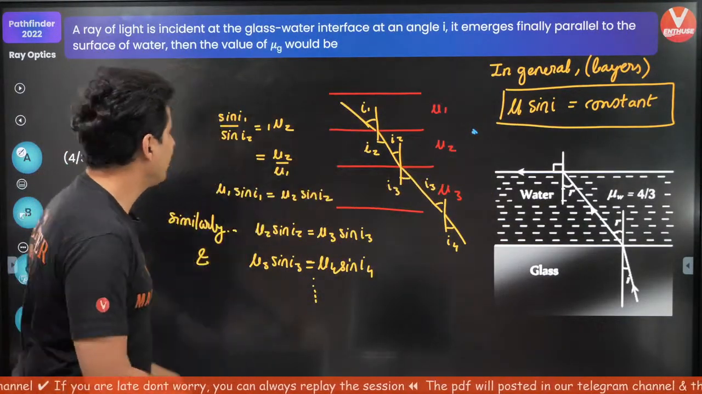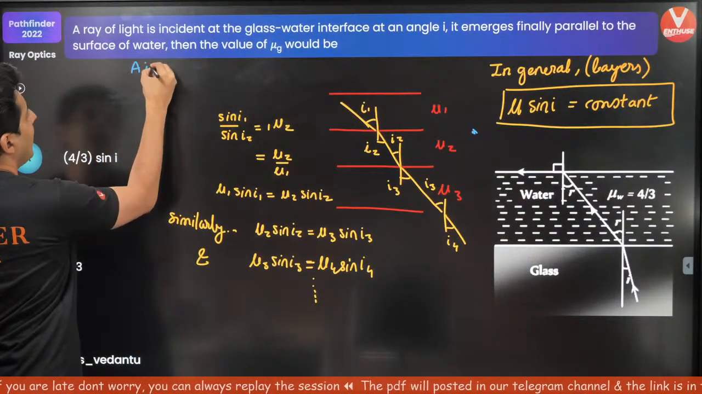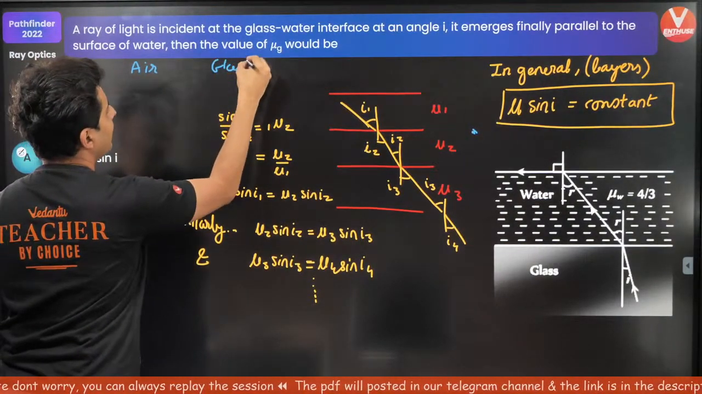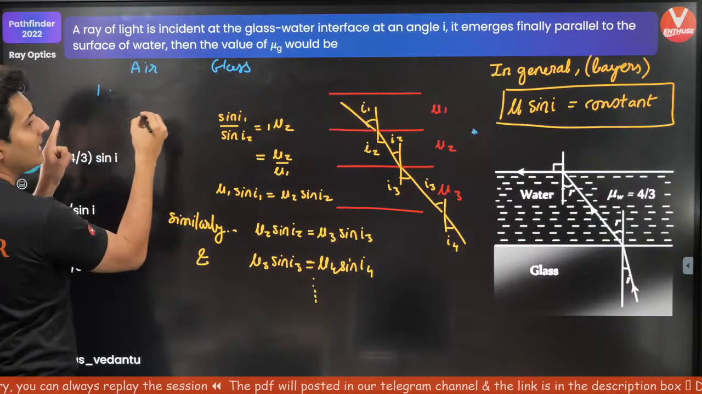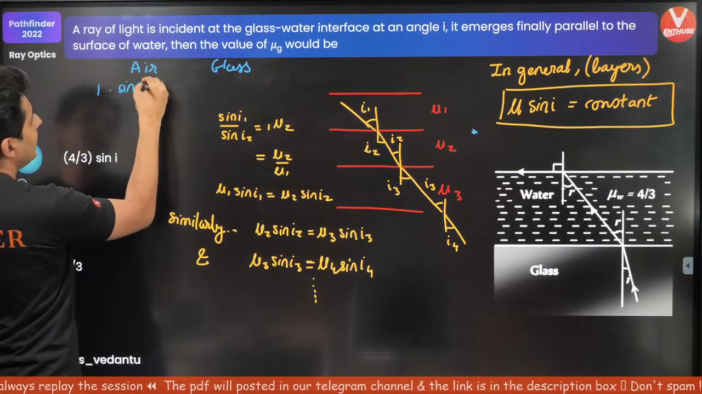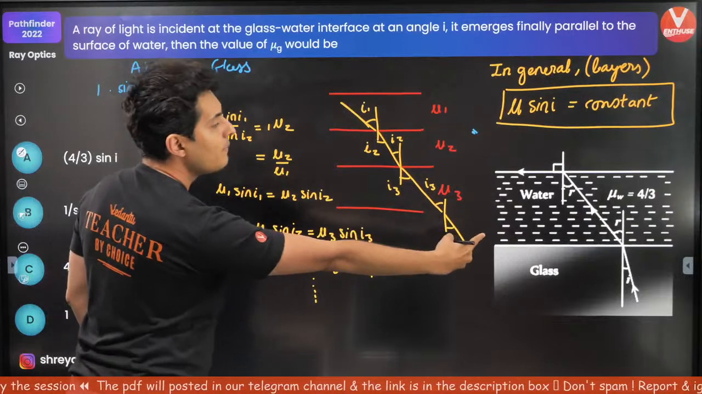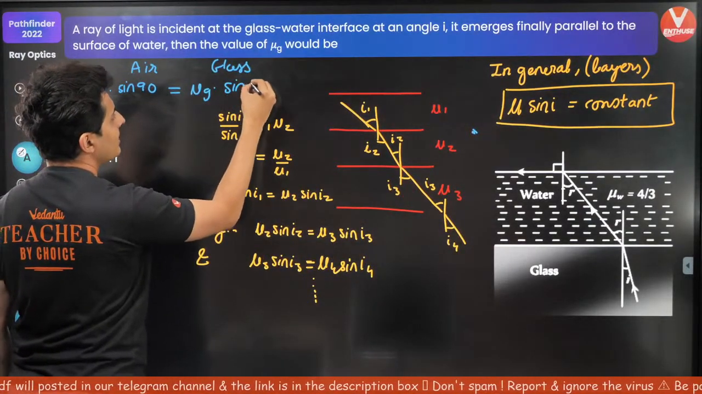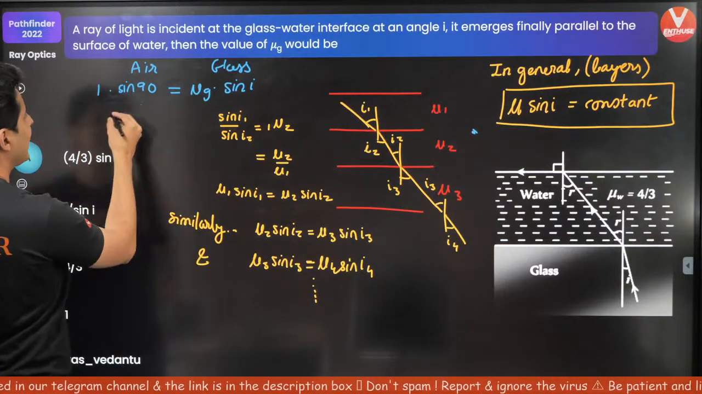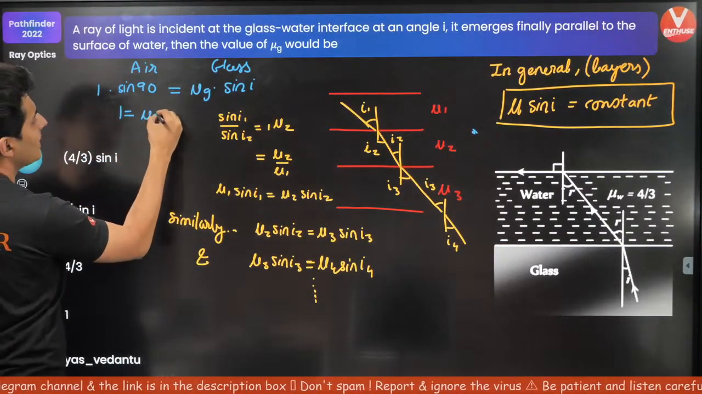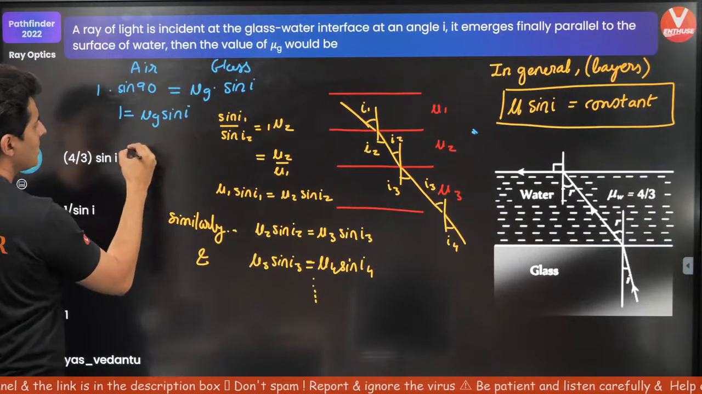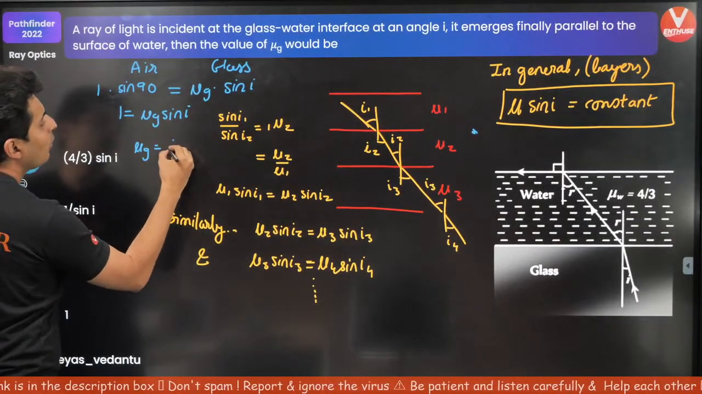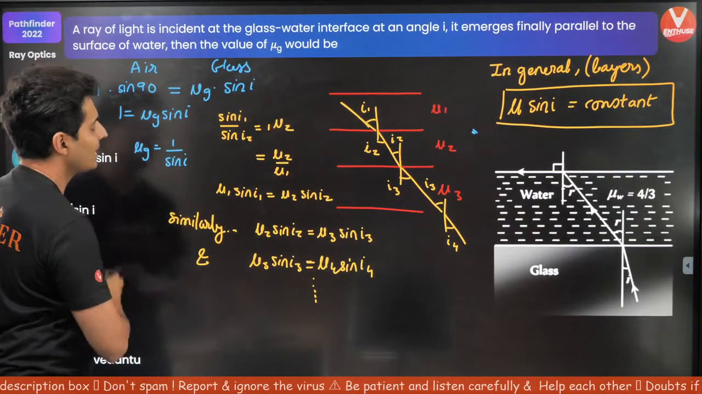So mu for air, and directly for glass, if you apply it, what will happen? Mu for air is 1. Sine of 90 degrees will be equal to mu for glass, mu g, into sine of the angle of incidence I. So sine 90 is 1. So 1 is equal to mu g into sine of I. Therefore, mu g will be 1 divided by sine of I. That's it. That's the answer.